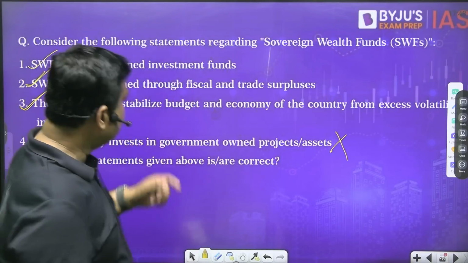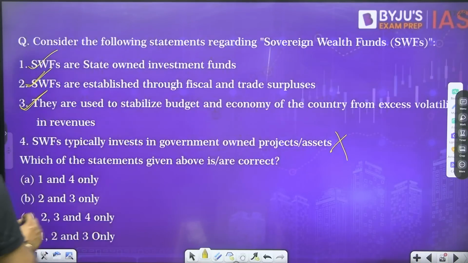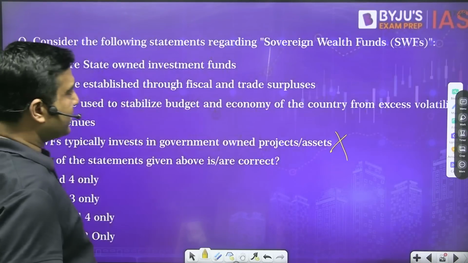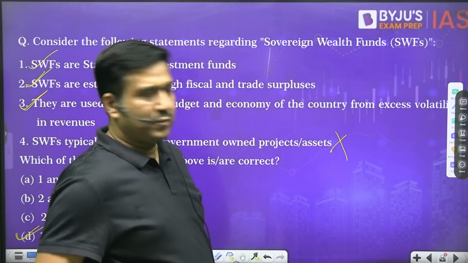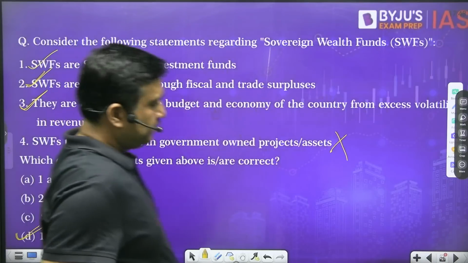So in this question, statements number 1, 2 and 3 are correct. So the answer would be D for Delhi. Next question.